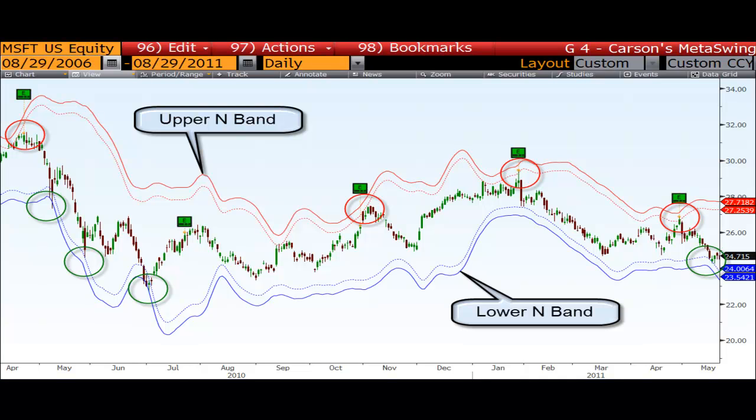Here we have a daily chart of Microsoft with the MetaSwing suite. It's been stripped down just to show the in-bands. As you'll see here, in-bands are calculations of price volatility, and they contain price. Occasionally, a price will go outside the in-band, but that's usually an extreme circumstance and it's significant.